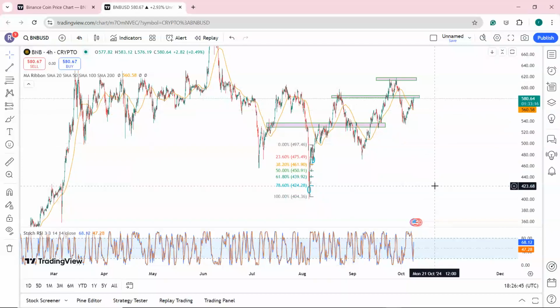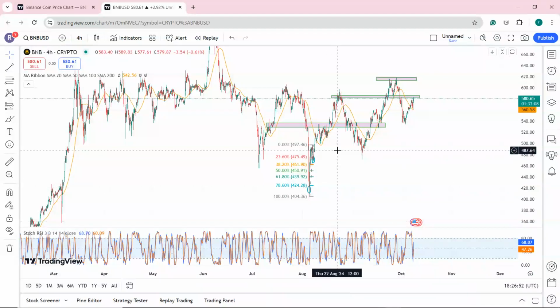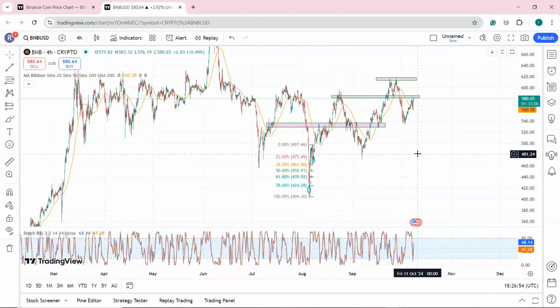All right, guys. So this is the deep pullback and the shallow pullback masterclass. I hope you guys understand this and enjoy yourself.